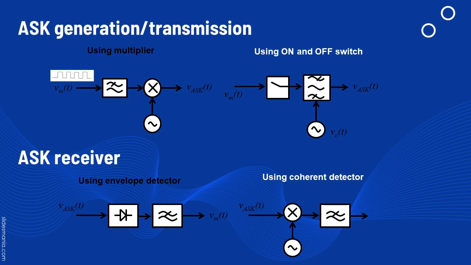This is the circuit for ASK generation or transmission. First, they will use a multiplier, or they can use an on and off switch. Second is the ASK receiver using an envelope detector, or they can use a coherent detector.